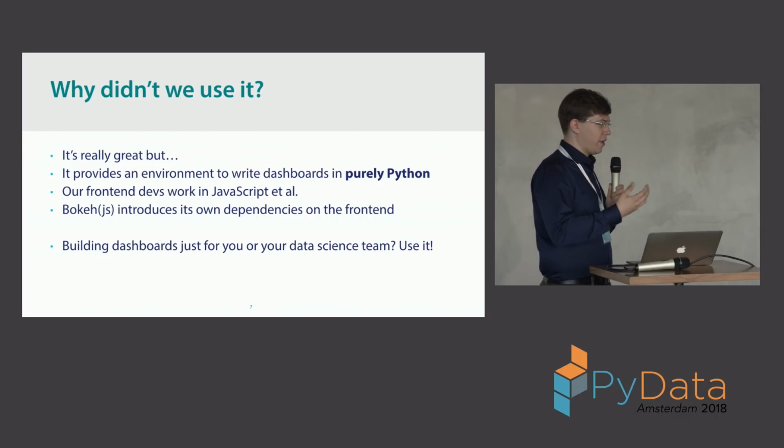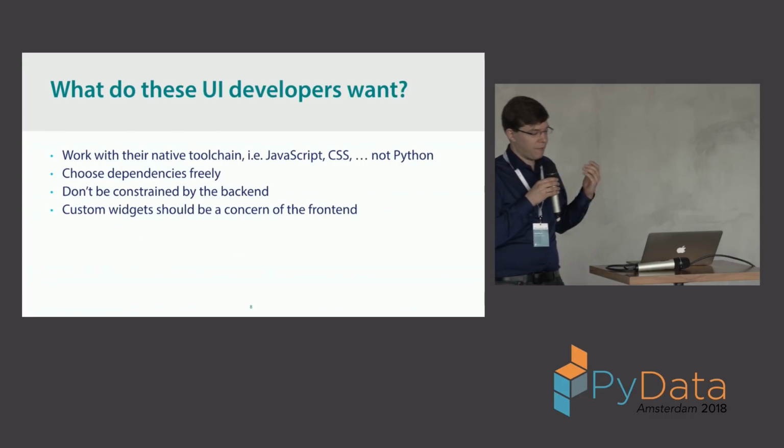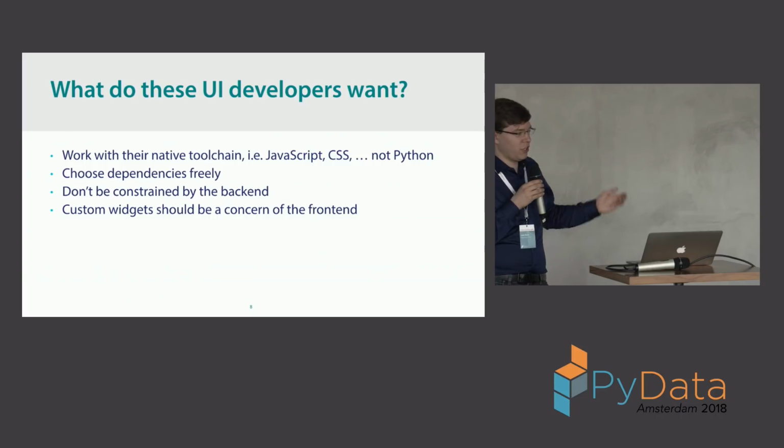But as we're building an end product, we need to care about front-end developers. Front-end developers, they have their own ecosystem, and they want to use it. They want to work in JavaScript. They want to work with CSS, there's maybe Sass, HTML, and so on. They want to use the dependencies from their ecosystem.